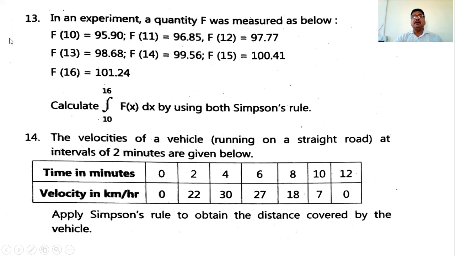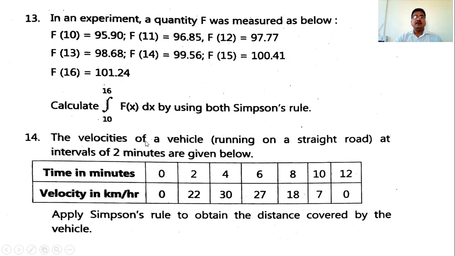So prepare the table. What are the values of x? 10, 11, 12, 13, 14, 15, 16. And what are the values of y or f(x)? These are the corresponding values. So the table is given, and then write y0, y1, y2 as the notation for the y values, write Simpson's 1/3 and 3/8 rule and find both answers.